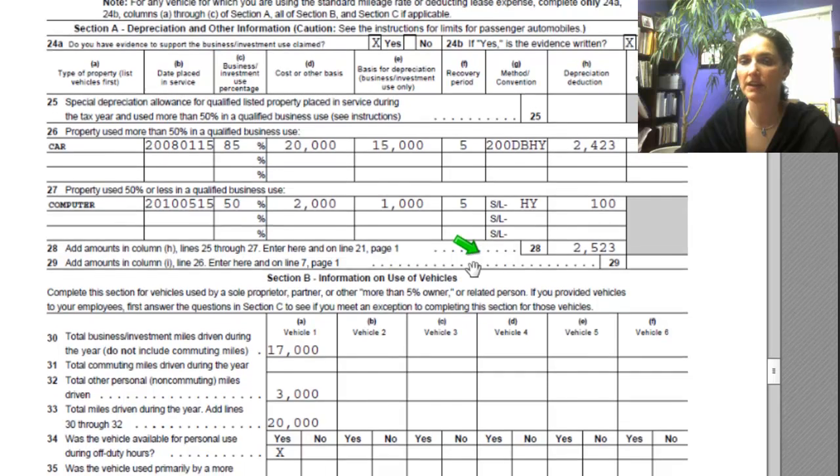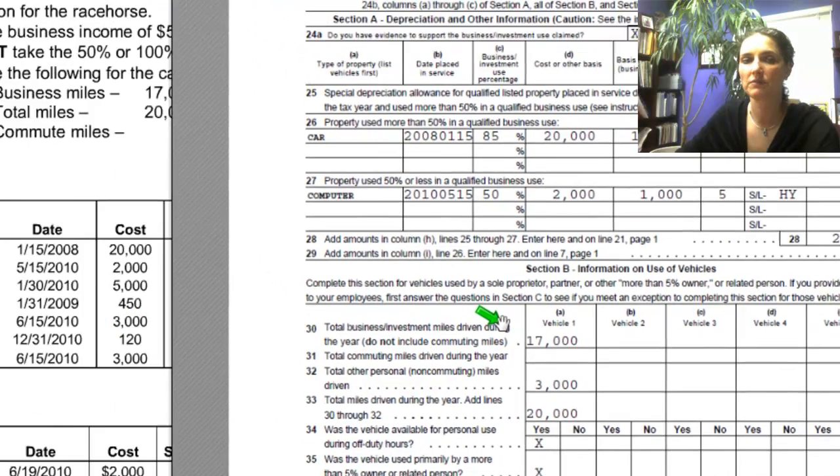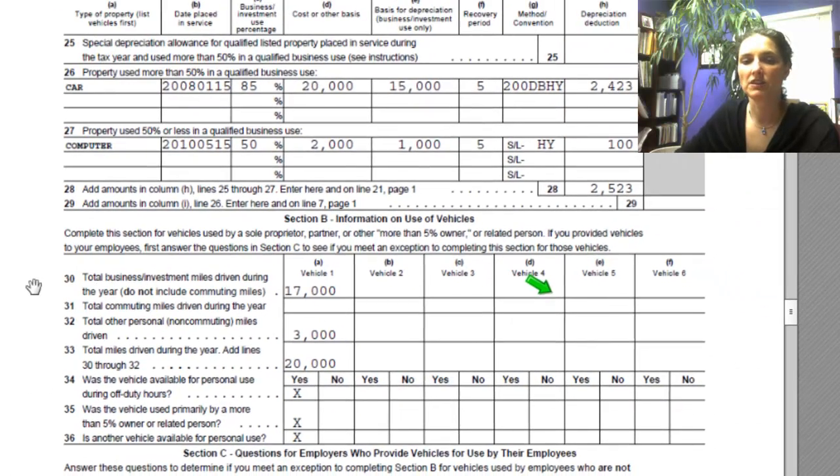Next, we have the vehicle where we need to enter the total number of business miles driven. We gave you that information in the wording of the problem right here. Business miles 17,000, total miles 20,000, commute miles 0. We carry that information and enter it. Business miles 17,000, other personal miles 3,000, commute miles were entered at 0. Total miles is obviously 3,000 plus 17,000, and that gives us 20,000.